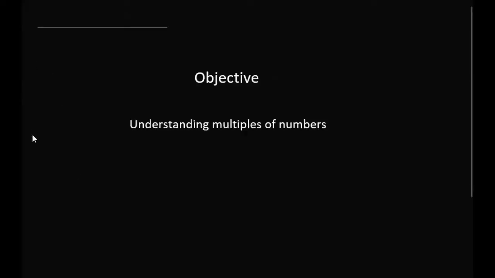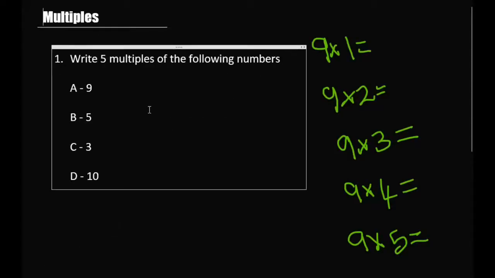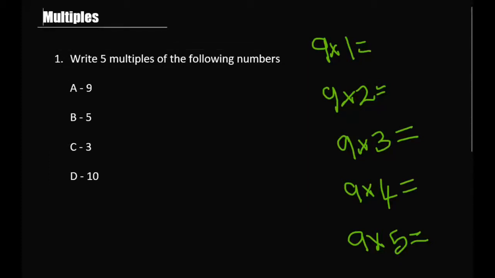Our objective for today is understanding multiples of numbers. Let's get started. Our first question is write 5 multiples of the following number. So we have to write the first 5 multiples of each of these numbers. Our first number is 9, our second is 5, our third is 3, and our fourth is 10.